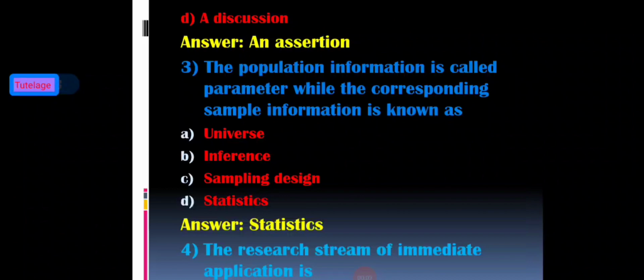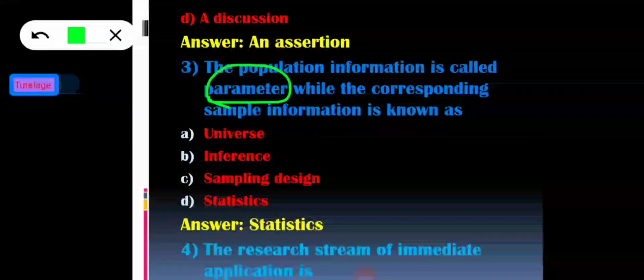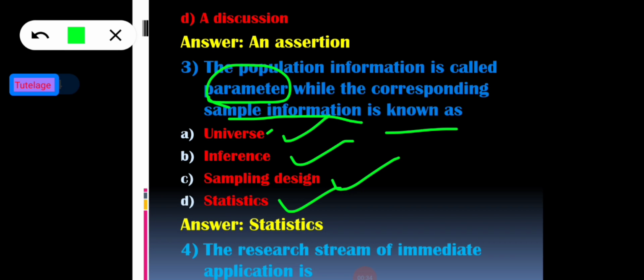Now going to the next question: population information is called parameter, and we already know what a parameter means, because we have discussed those things in my previous sessions on statistics. Please go and check it once. The question is, population information is called parameter, while the corresponding sample information is known as universe, inference, sampling design, or statistics. So obviously option D is the correct answer. Sample information is called statistics.